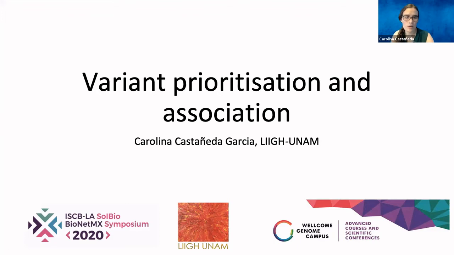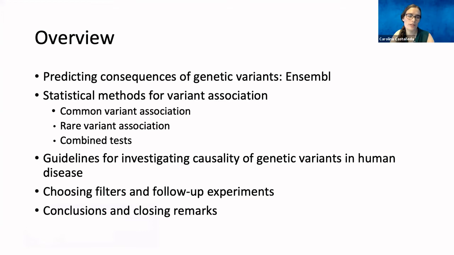I will be talking about predicting consequences of genetic variants using Ensembl, some statistical methods for variant association to the phenotype, like common variant association, rare variant association, and how combined tests work. I'll talk a little bit about the guidelines for investigating causality of genetic variants in human disease, choosing filters and follow-up experiments, and I'll give a little bit of conclusions and closing remarks.